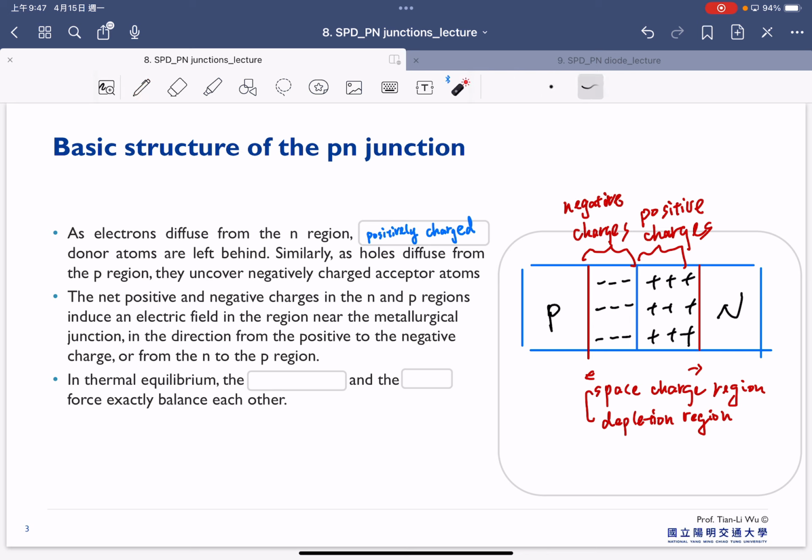And the positive charge and negative charge in the N and P regions will induce an electric field in the region near this junction, in the direction from positive to negative charge, or from the N to the P region. Because we have positive charge here and negative charge here, this positive and negative charge will induce an electric field.